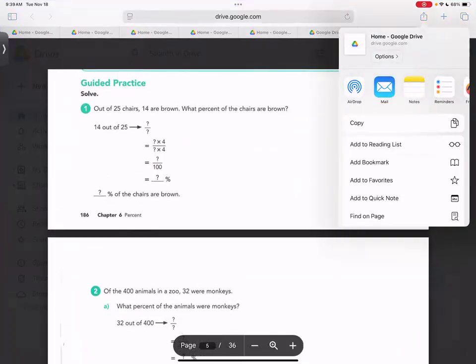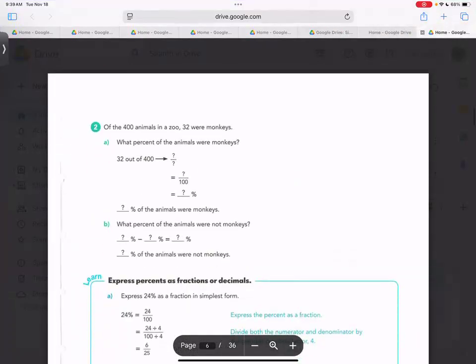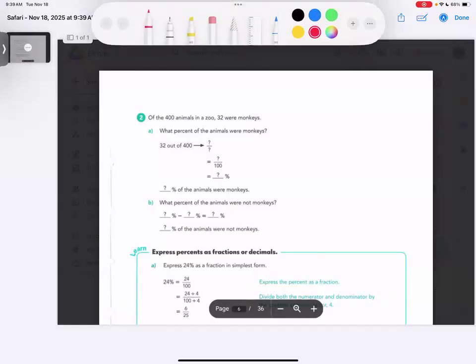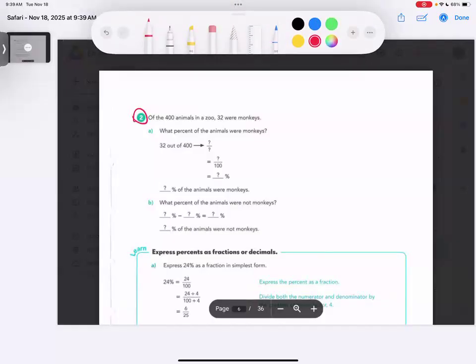Let's just try this. Actually, I'm going to skip that one. Let's go straight to this one here. Out of the 400 animals in a zoo, 32 were monkeys. What percent of the animals were monkeys? Well, there was 32 out of 400, and I want to figure out how many per 100, how many percent. So I'm going to divide by 4, and I get 8. So my answer is 8%.